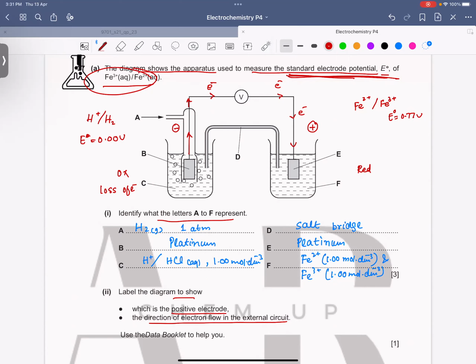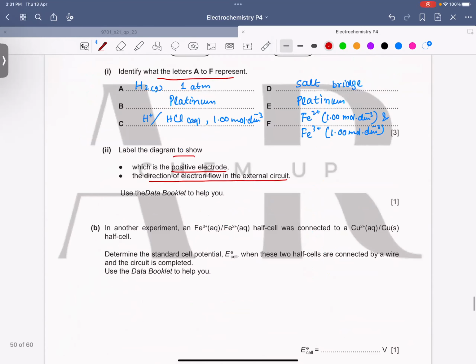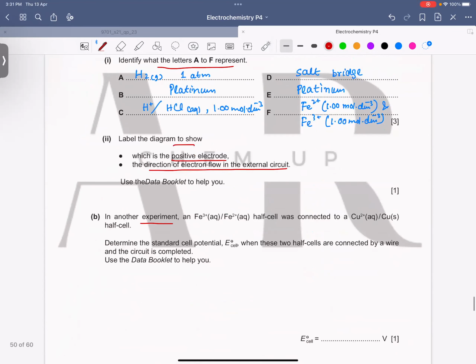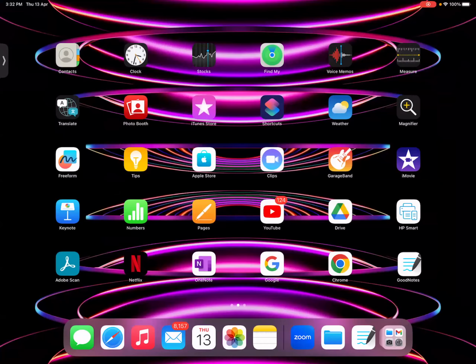Okay. Now, in another experiment, an Fe3+, Fe2+ half cell was connected to a Cu2+, Cu half cell. Determine the standard potential E naught cell. Which of these half cells are connected by a wire when the circuit is completed? Use the data booklet to help you. Okay, we know its value is 0.77 volt, right? Now let's have a look at the value of copper 2+.